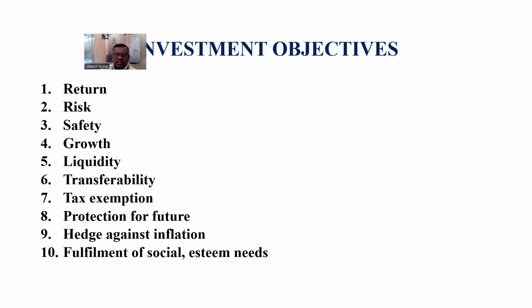The last one is concerned with social esteem, social obligations, or other things. For example, we want to invest in a fund which will give a return after 10 years for their children's education or for any health-related issues. All those things are called social and esteem needs. These are the major 10 objectives of investment.